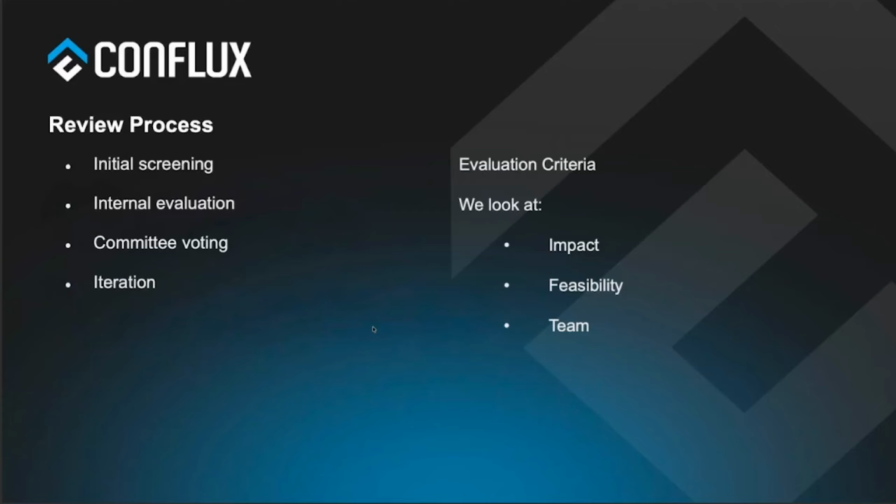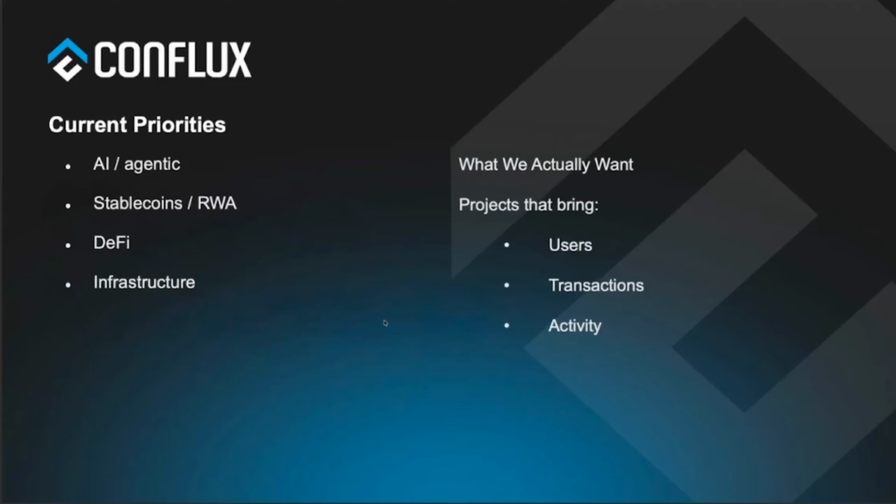It must fill a gap in the ecosystem that we have, and that makes the project unique, and that makes the project feasible. So, the current priorities that we have: AI agentic stuff is super trending.